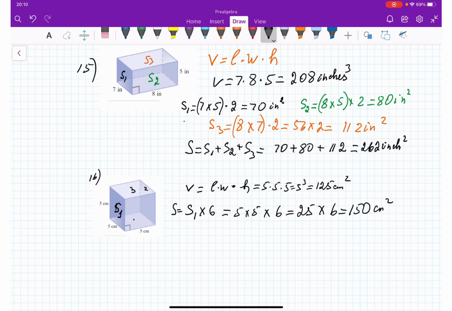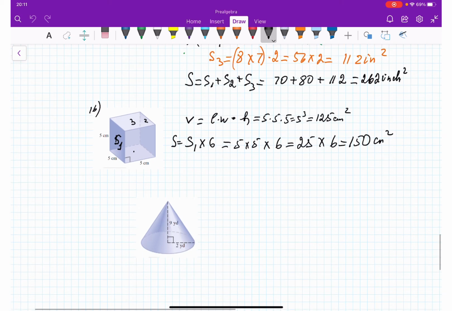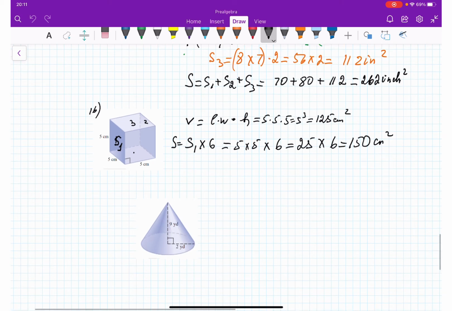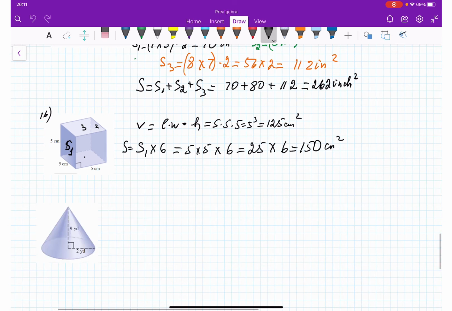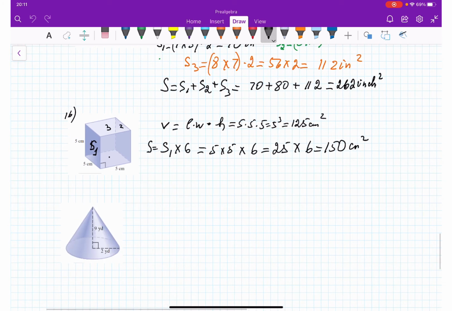Okay. Number 70. All right, let me take a picture. And that is going to be, move a little bit here. This is going to be question number 17.